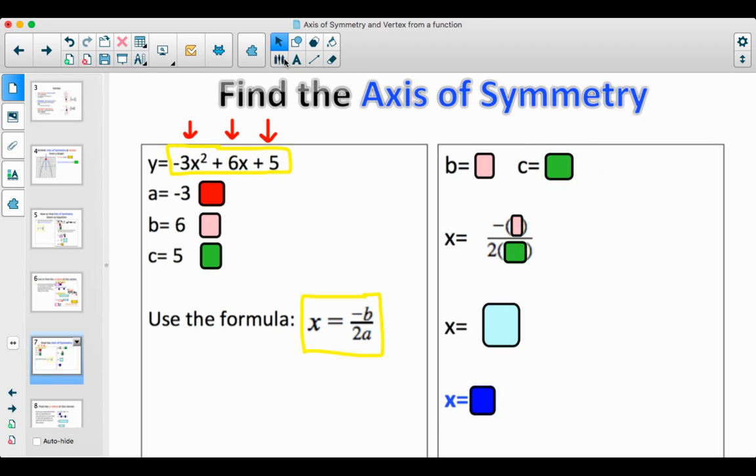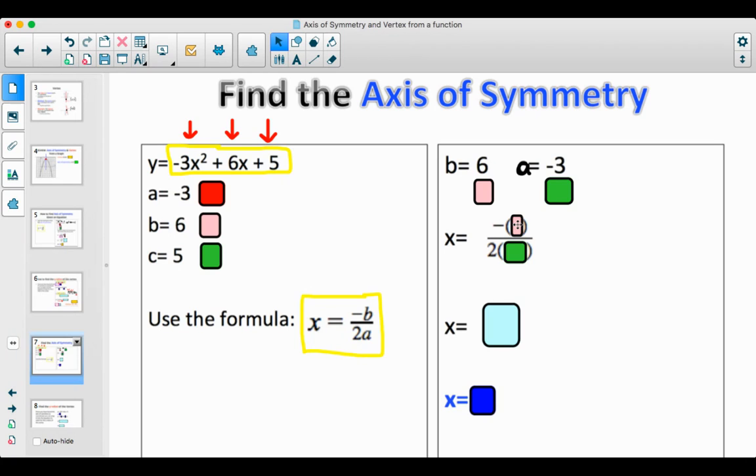This should say A. I forgot to change it on my PowerPoint. Okay, so B, again, for our formula, we need B and we need A. B is 6 and A is -3. Now, let's plug those numbers into the formula.